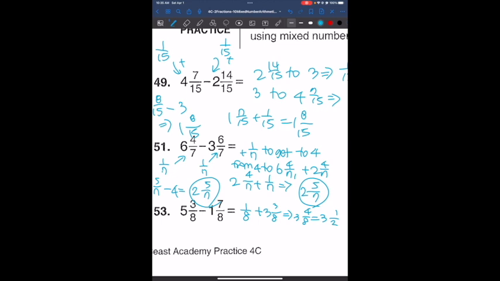Another way to think of this is 1 and 7/8 is 1/8 less than 2. So we're going to add 1/8 to both sides. And so that's going to give us 5 and 4/8 minus 2, which is going to give us 3 and 4/8, or 3 and 1/2 simplified.